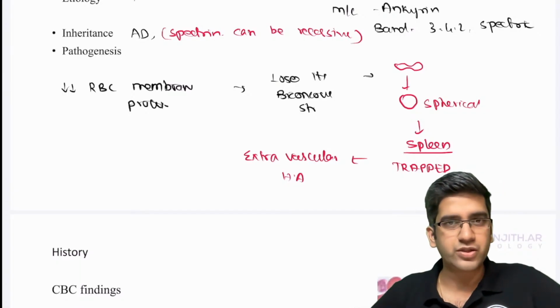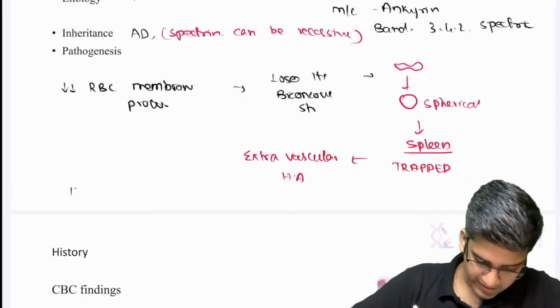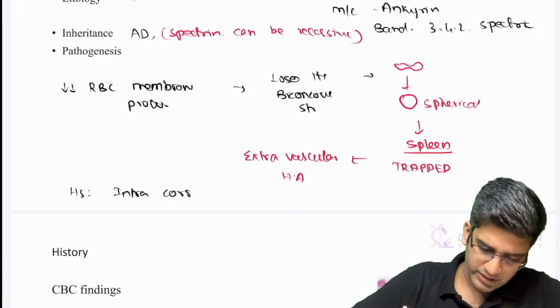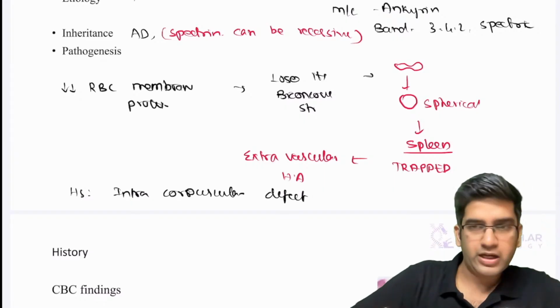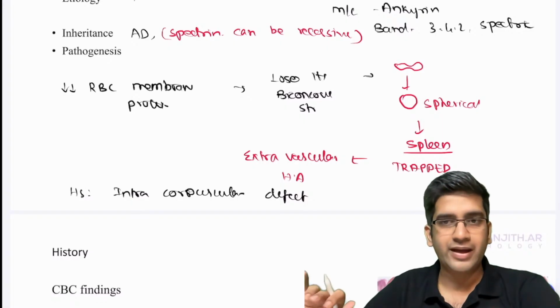A very simple pathogenesis. It's an extravascular hemolytic anemia, and by default HS is an intracorpuscular defect as well. It's a problem in the membrane of the RBC, which is an intracorpuscular defect here. Fine. That's the pathogenesis of hereditary spherocytosis.